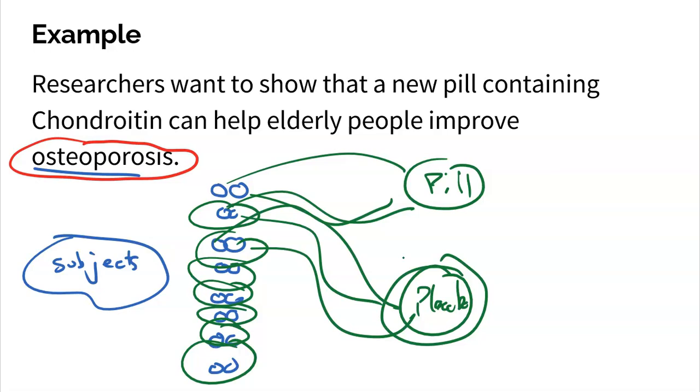There are men in both groups. That's not a confounding variable. There's women in both groups. That's not a confounding variable. People that exercise a lot in both groups, a little in both groups, have high levels of osteoporosis, have low levels of osteoporosis in both groups. None of those things are confounding variables anymore because they're in both groups. So that's the advantage of doing a matched pair design.